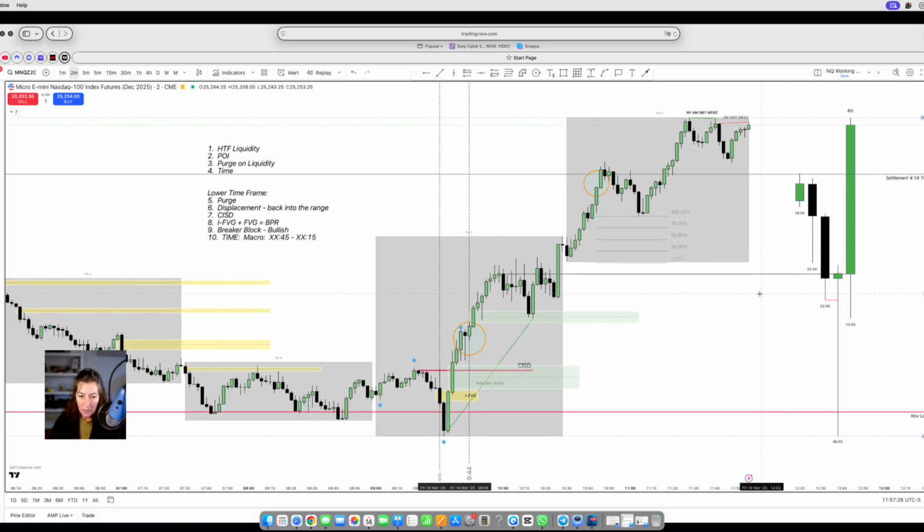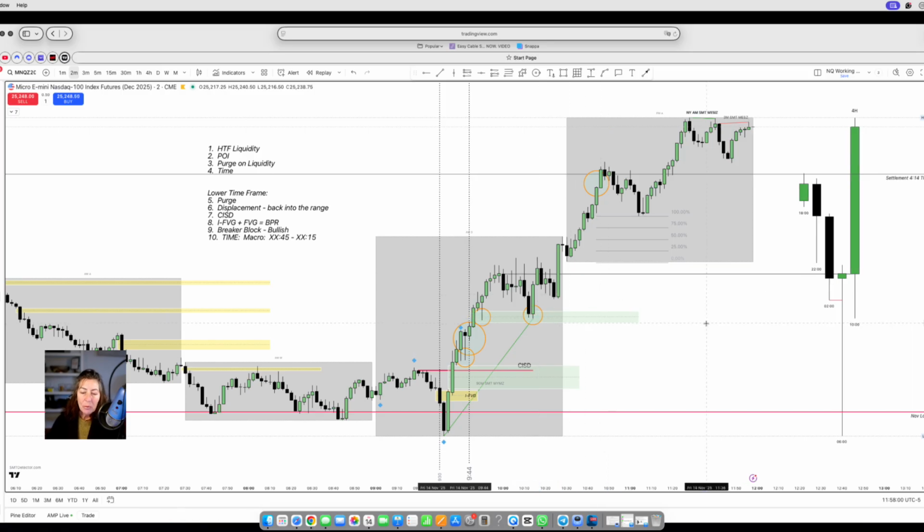Well, where are we going to get into the trade? Now, if you trade this model and you become really confident with it, you could enter the trade right as price moves above the change in the state of delivery. You could also wait and enter at an area that's a little safer. You could enter here. You could wait for the next fair value gap. You could also wait for price to come back into this fair value gap again here.